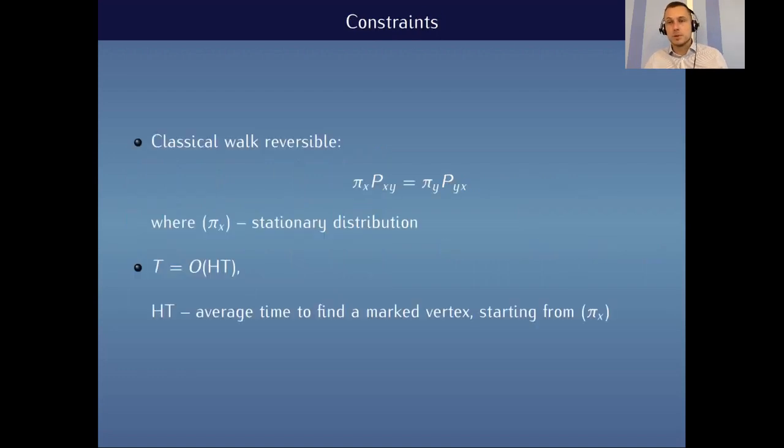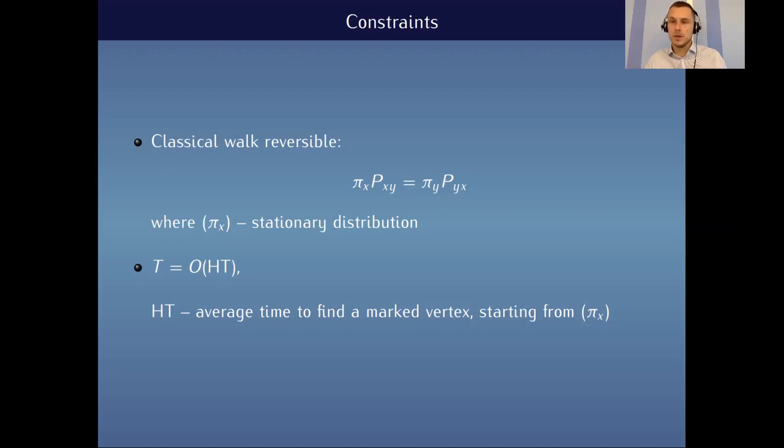Now, this correspondence between classical random walk and quantum walk requires that the classical random walk is time reversible. That is, it satisfies the detailed balance equation, meaning that when at the stationary distribution, the probability of moving from one vertex to another is the same as moving in the opposite direction.